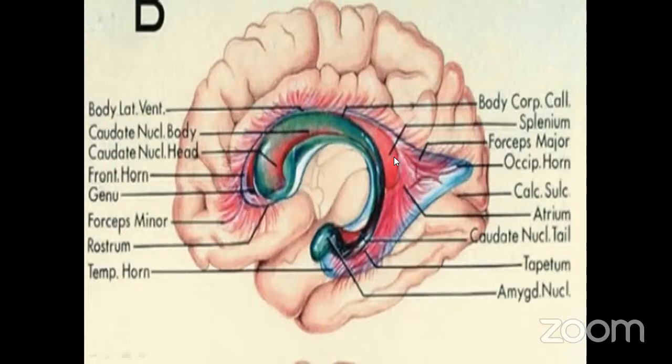Posteriorly, in the region of the splenium of the corpus callosum, we have got a larger bundle which interconnects the two occipital parts of the cerebral hemisphere. This one is known as the forceps major. So this is the region of the forceps major.